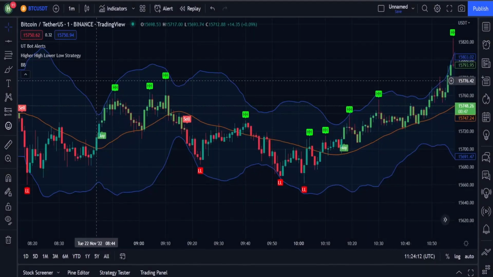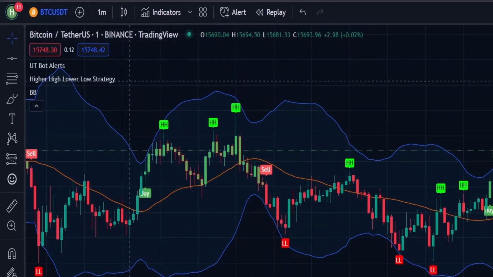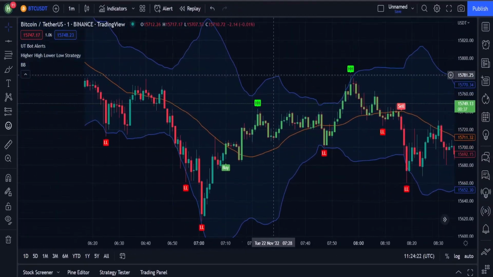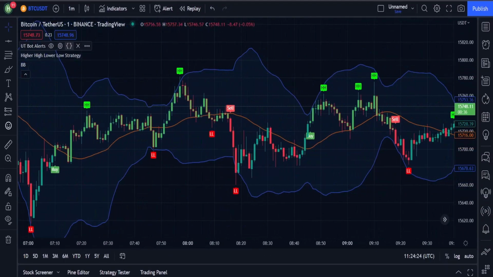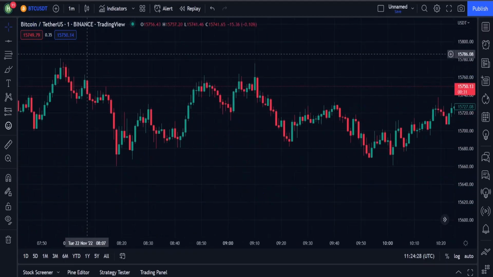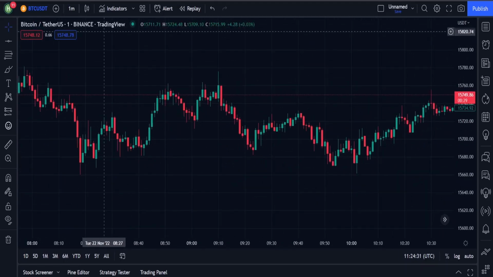So, I'm in TradingView and I'm going to be using a Bitcoin chart on a 1-minute time frame to explain this amazing scalping strategy. And this is what our chart is going to look like when we are done setting up our indicators. I'll quickly cross these out so that I can explain everything from the beginning. We're going to be using 3 TradingView indicators that are absolutely free for this strategy.